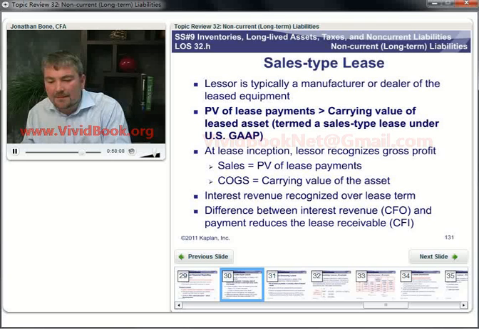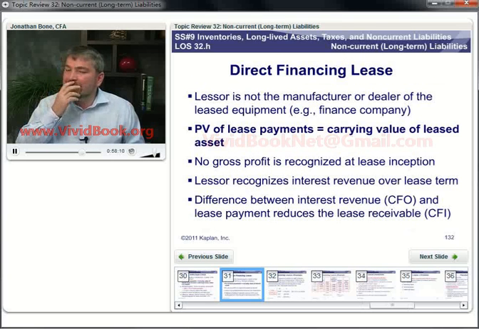Excellent. Okay. Let's talk about a direct financing lease. Here you do not manufacture or sell this particular leased equipment. You're a pure finance company. All that's happened is a company has come to you and said, would you mind going out and buying this asset on my behalf and then leasing it to me?